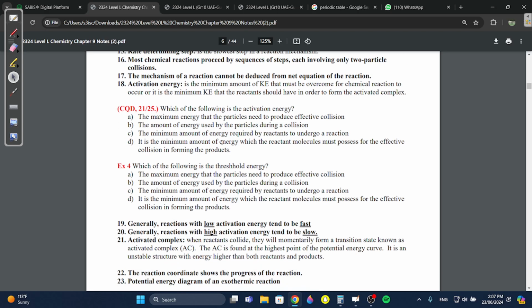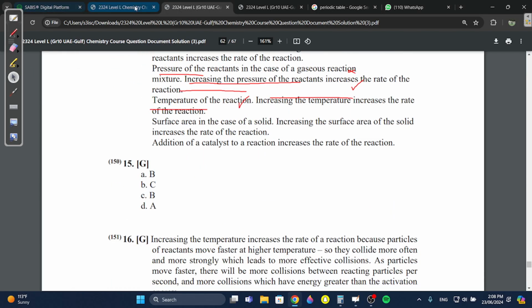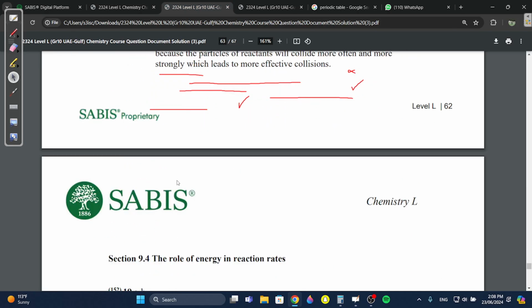Which of the following is the activation energy? Is it the maximum energy that the particles need to produce? No. It's the amount of energy used by the particles during a collision. I don't think so. I don't think it's B. The minimum amount of energy required by reactants to undergo collision. Yes. It's the minimum amount of energy which reactant molecules must possess for the effective collision in forming the products. I think so. But I think for some reason it's wrong.